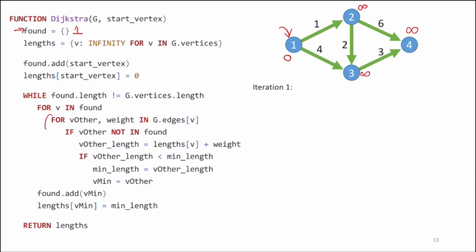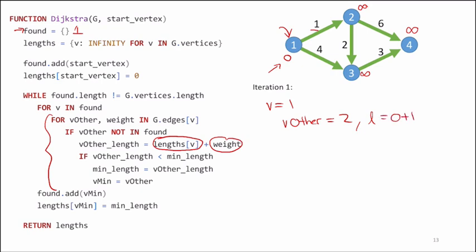So inside this for loop, in iteration 1, we're going to say V is equal to 1, and then we're going to say V other is equal to 2, and we're going to compute the length to that. So let's just call that L here. I've got it as V other length, but I don't want to do too much writing here and run out of space on the slide. So the length of that path is going to be equal to the length to get to V, which is this 0, plus that edge, which is 1. So that's going to be equal to 0 plus 1 is 1. So that's one edge we consider.